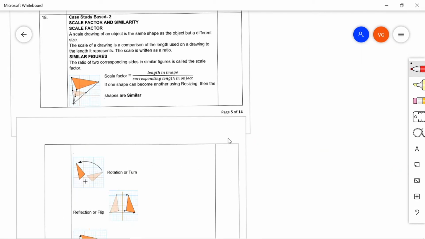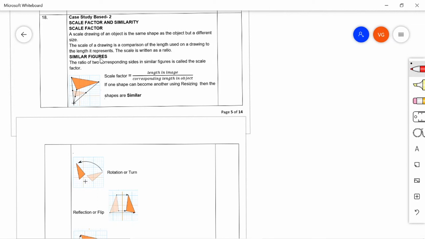Coming to question number 18. It's a case study based question, number 2. They have given scale factor and similarity. Carefully study what they have given. A scale drawing of an object is the same shape as the object but a different size. Correct? We see the image outside and then we put it on the paper, so the shape will be similar but the sizes will be different. That is what they mean.